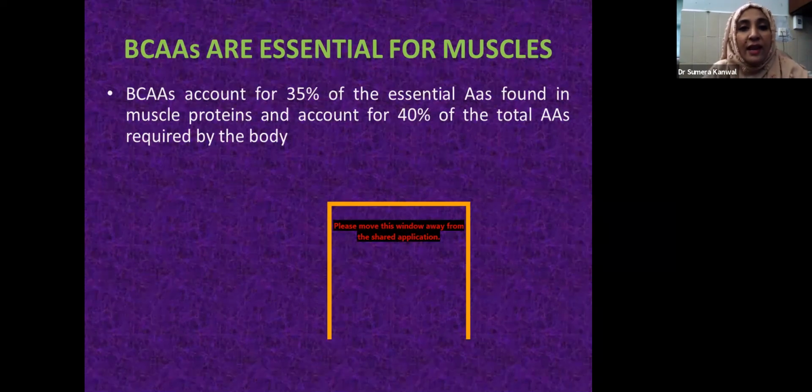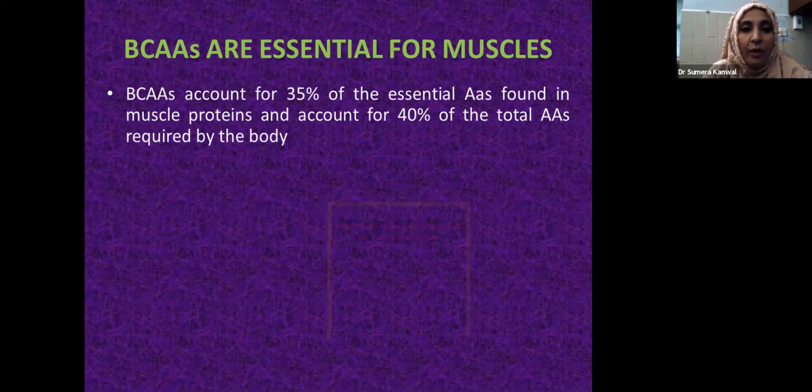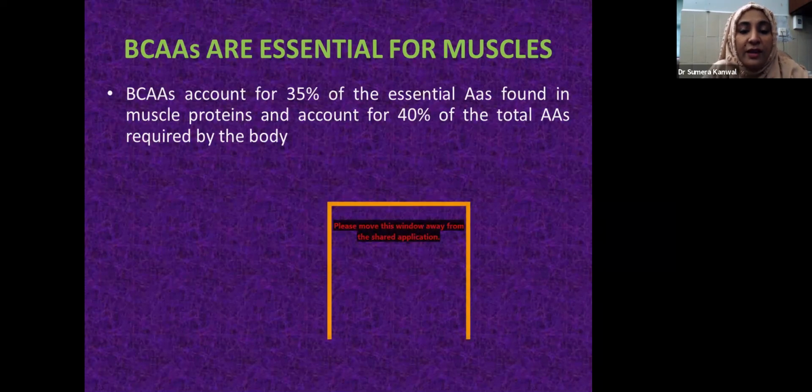So out of the total essential amino acids that are required by our muscles, 35% should be branched chain amino acids. For muscle proteins and for our overall body functions, we require 40% of the essential amino acids in the form of branched chain amino acids. So these are valine, leucine, and isoleucine.